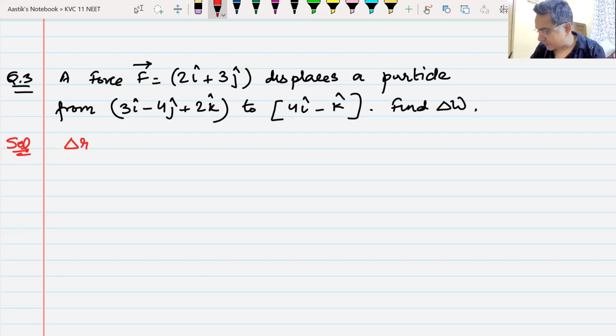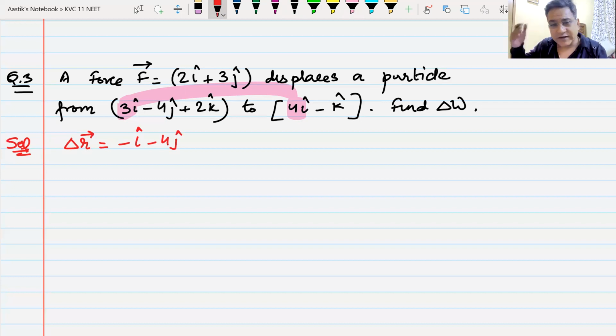So first of all, I have to find out the displacement. How do I find out the displacement? You have to subtract 4i from 3i. 3i minus 4i, so that will give me minus i. You have to subtract 4j and j on that side. There is no j on that side, so it becomes minus 4j. Then you have to subtract minus k from 2k. So 2k minus of minus k, so that becomes plus 3k. So this is your displacement.